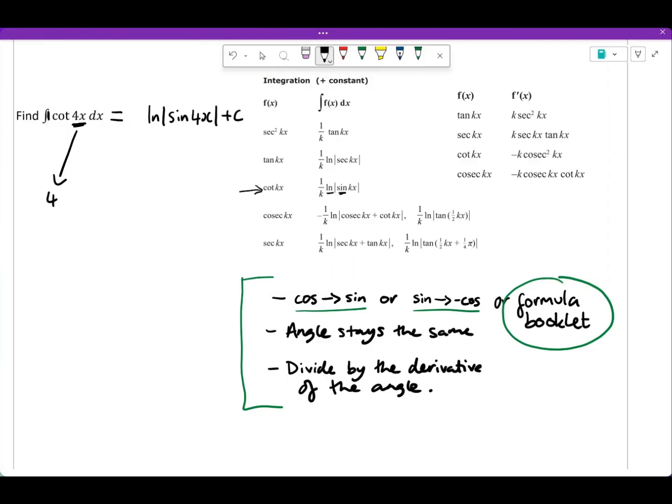What I just need to remember to do is to differentiate my angle, which gives me the 4, and I must divide by this 4. Okay, so we're going to take the initial 1 in front of the cot function, and we're going to divide by 4, and that's going to be my final answer. Let's have a look at another one.